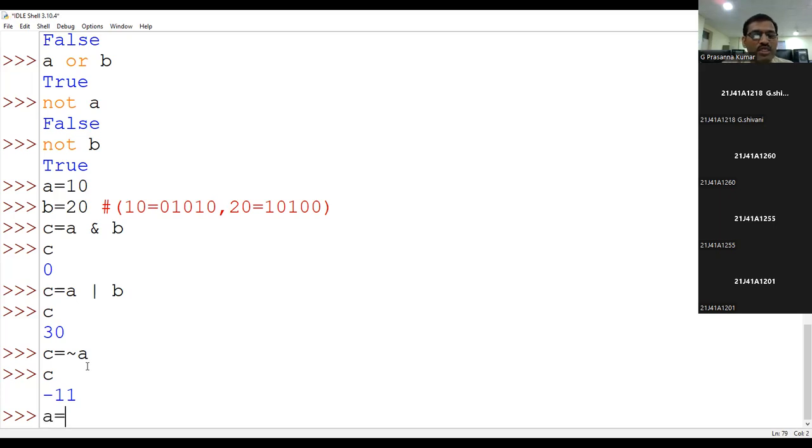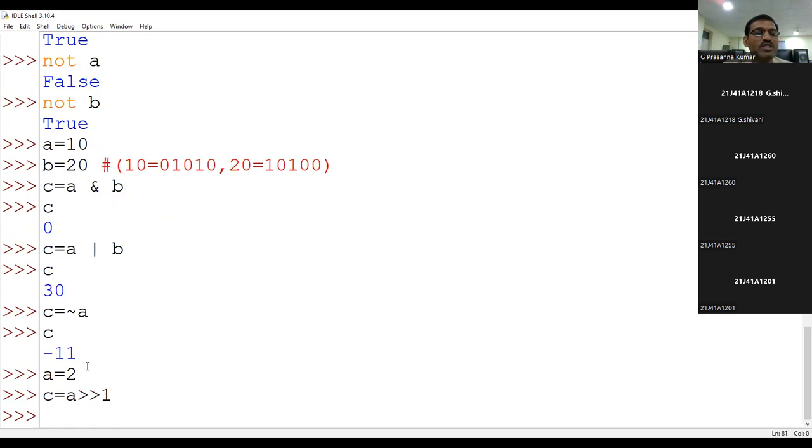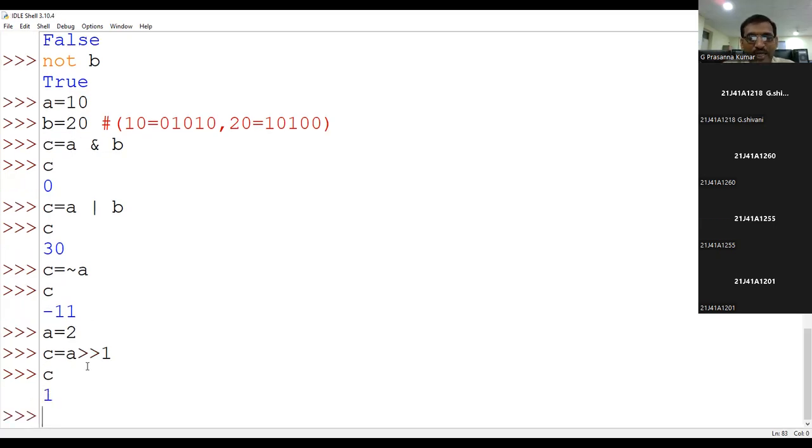For example, if you use A equal to 2 and operate a shift right, that is A greater-than symbol, by how many times? A has to right shift by 1 time. Right shift is divide by 2, so 2 by 2 is 1. C equal to 1. Similarly, if you use left shift, multiply by 2, 1 time, that is 2 into 2 is 4.